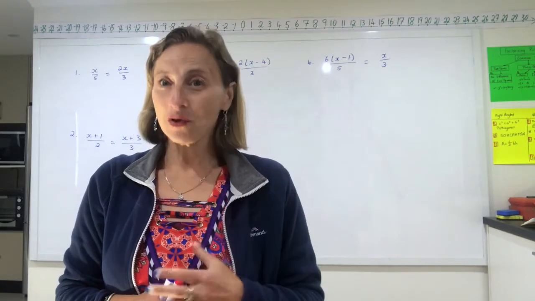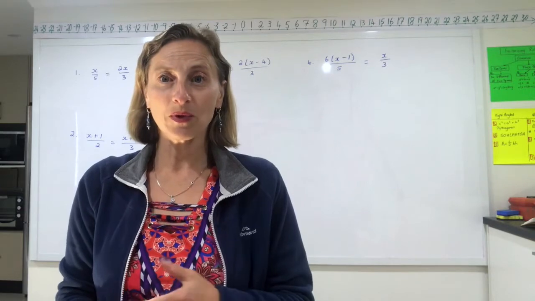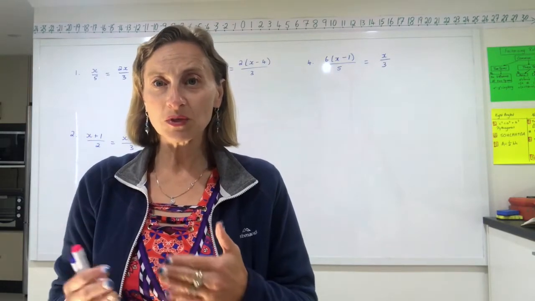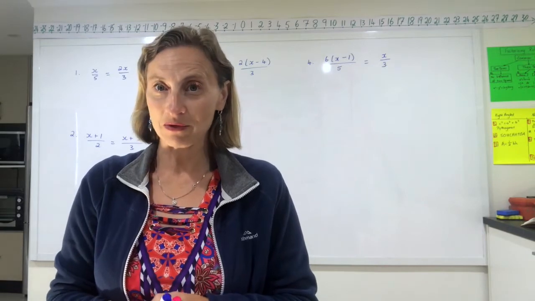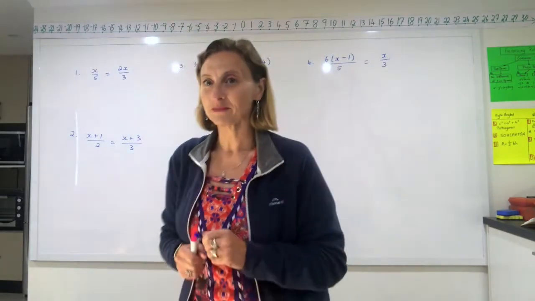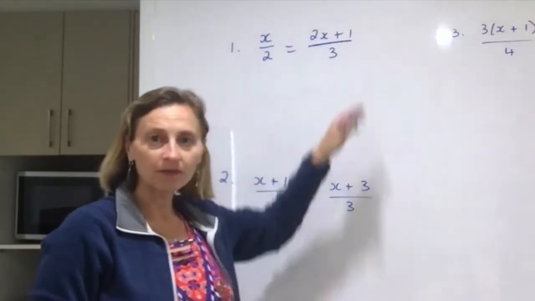Again, we're going to follow our rules. Nothing's changed. We're going to do exactly what we always do, except there's a few things that we just have to be careful of along the way, just to make sure we don't make any mathematical errors. So let's have a look at number 1. x over 2 equals 2x plus 1 all over 3.